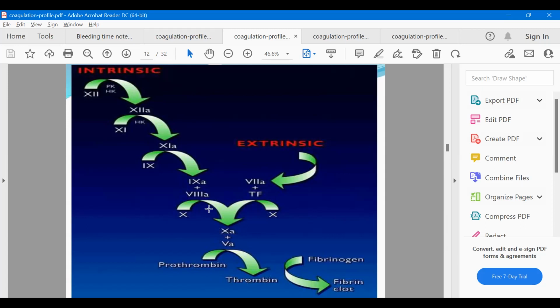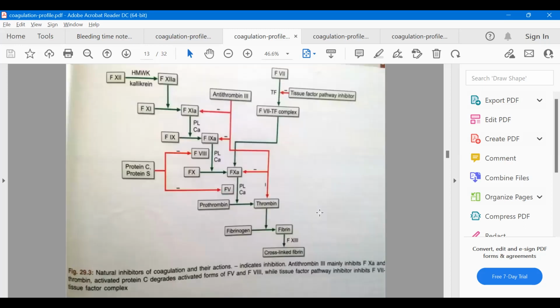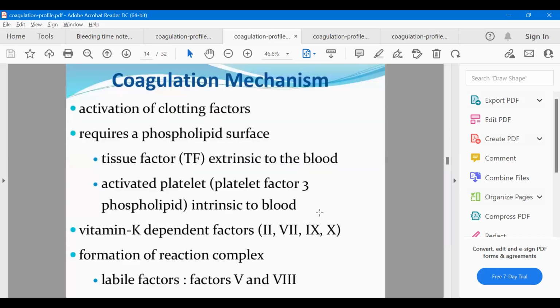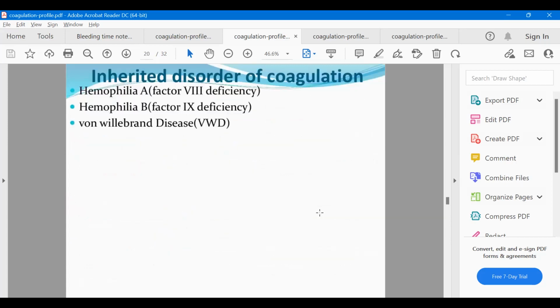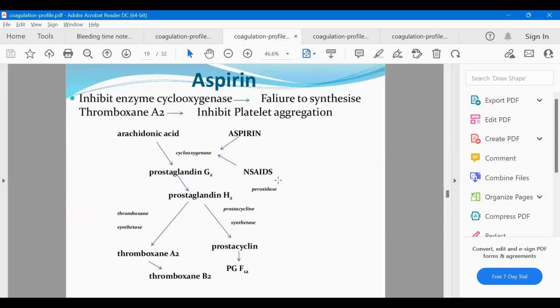Now, in order to detect any problems with the intrinsic pathway, we go with a lab test. What is the intrinsic pathway test? APTT, activated partial thromboplastin time, will detect intrinsic pathway disorders, whereas extrinsic pathway disorders will be detected by PT, prothrombin time. So this is the coagulation pathway. Then bleeding disorders, we already know. So now I am going to discuss individual bleeding profiles.